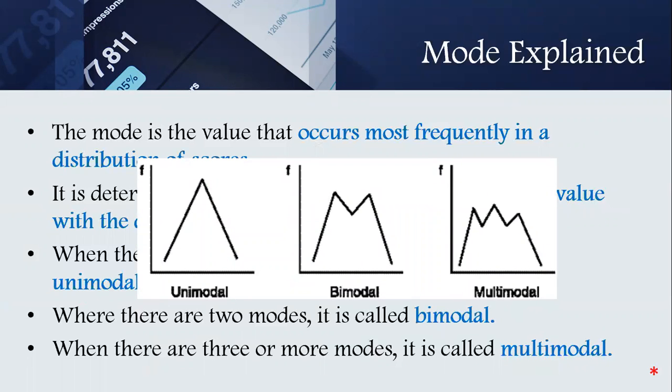As shown in this illustration, the number of modes is determined by the number of peaks in the distribution. If the distribution has only one mode, there is only one peak. When there are two modes, there are two peaks. And when there are three or more modes, there are three peaks.